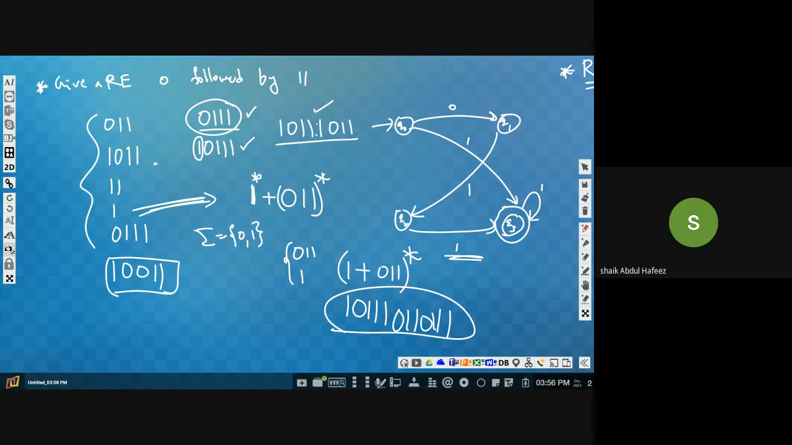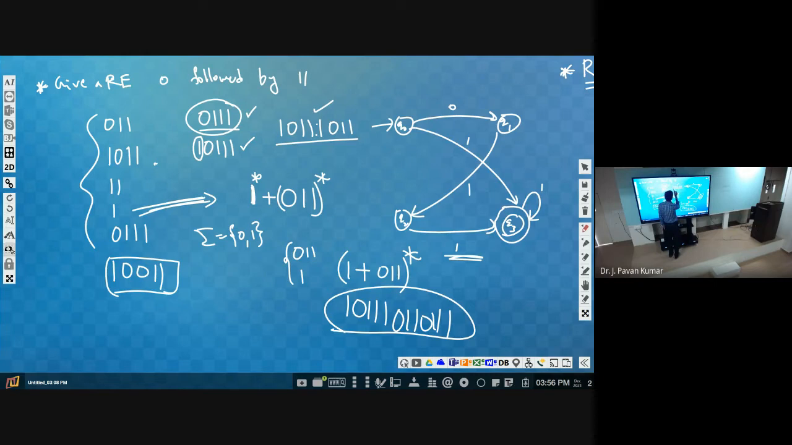Now is it being accepted or not? 1 0 1 1 and 1 0 1 1, so it is accepted. 1 0 1 0 1 1 will also be accepted. 0 1 1 0 1 1 will also be accepted. First time I take 0 1 1, then 1, so this will also be accepted.